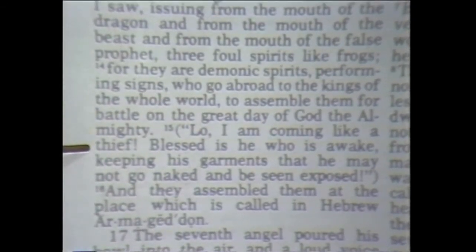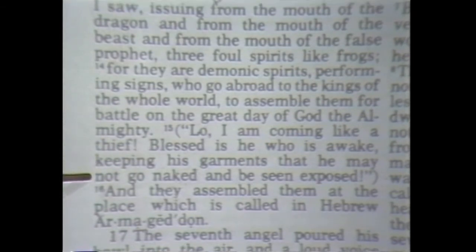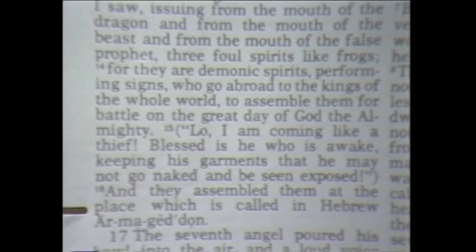Lo, I am coming like a thief. Blessed is he who is awake, keeping his garments, that he may not go naked and be seen exposed. And they assemble them, the nations of the world, at a place which is called in Hebrew Armageddon. This is the famous Battle of Armageddon, the last battle in the cosmic war.